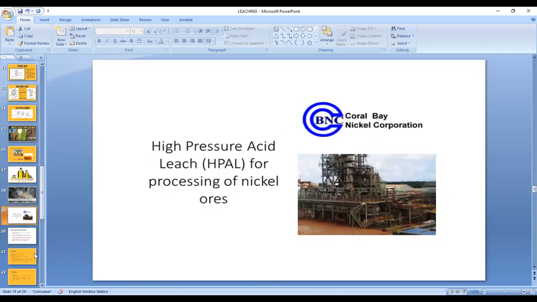Okay, I used an example here, Coral Bay Nickel Corporation, which is using high pressure acid leaching to take out nickel. Actually, what Coral Bay is processing is already, shall I say, waste material na from other mined ore processing plants, pero ginakuha niya pa dira ang nickel.